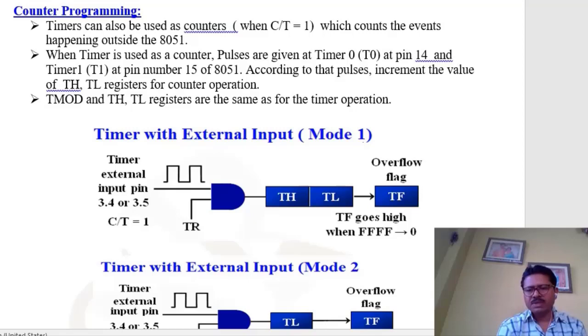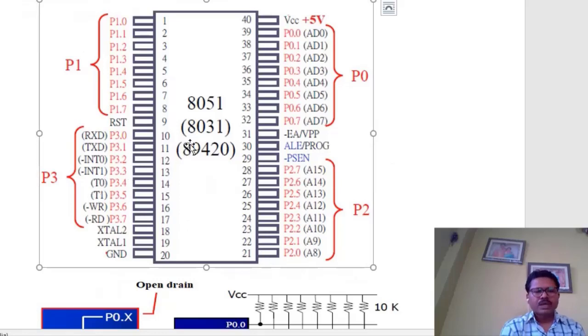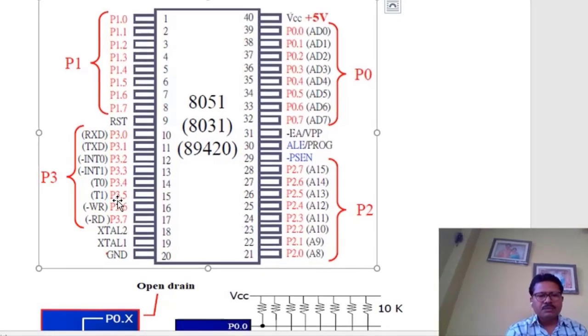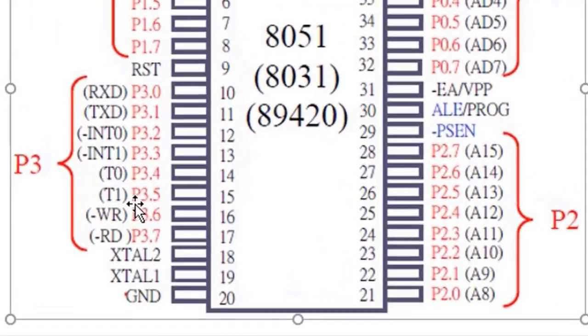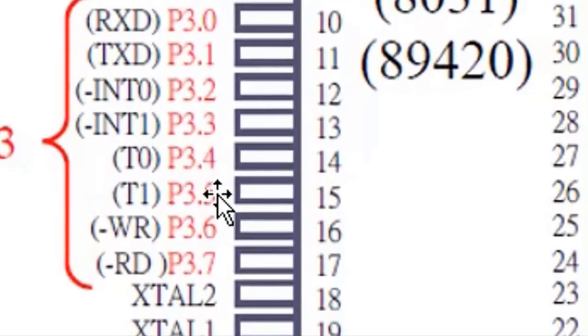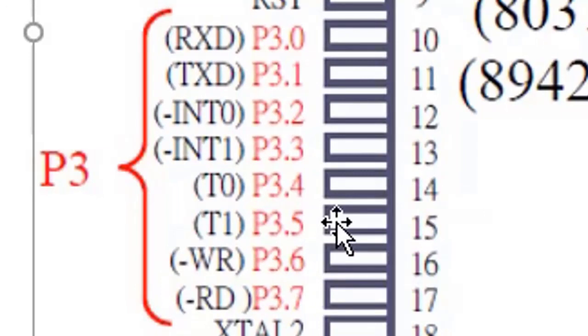What is the basic difference between timer and counter programming? For counter programming, the C/T bit in the TMOD register should be logic 1. Next, for the case of counter, some external signal should be given at a particular pin. This is the pin diagram. Pin numbers P3.4 and P3.5 are written as timer 0 and timer 1. So these two pins are connected with the timer register, and when we use the timer as a counter, these two pins should be used. Any one of these we may use.